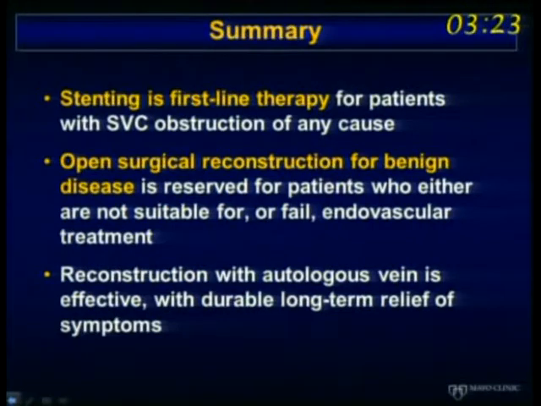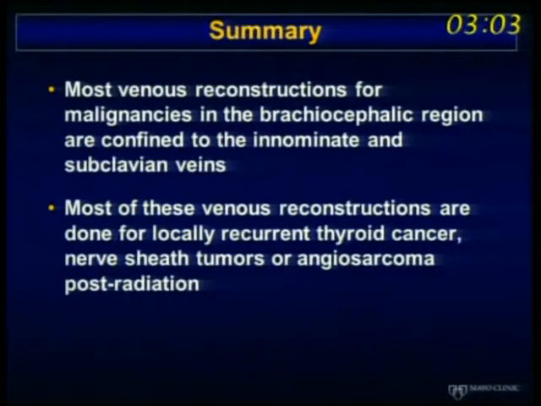So in summary, stenting is first-line therapy for patients with SVC obstruction of any cause, at least in our practice. Open surgical reconstruction is reserved for benign disease in patients who either are not suitable for or have failed endovascular treatment, and reconstruction with autologous vein is effective with long-term relief of symptoms. Most venous reconstructions for malignancies in this region are confined to the innominate and subclavian veins. We rarely would reconstruct the SVC unless the disease is very localized. And most of these venous reconstructions are done for locally recurrent thyroid cancers, nerve sheath tumors, or angiosarcomas.